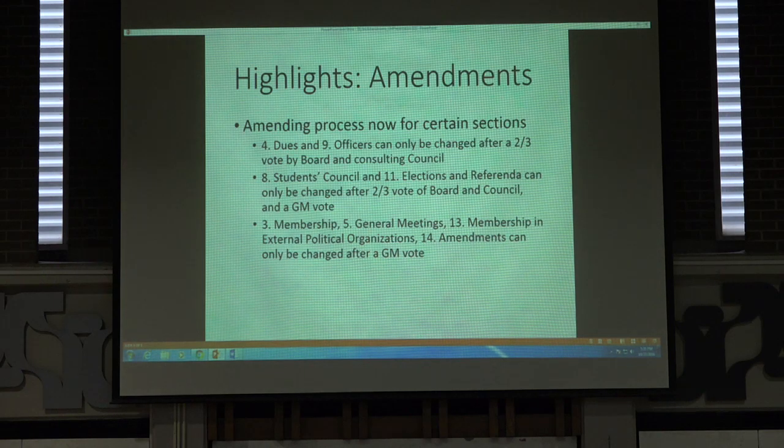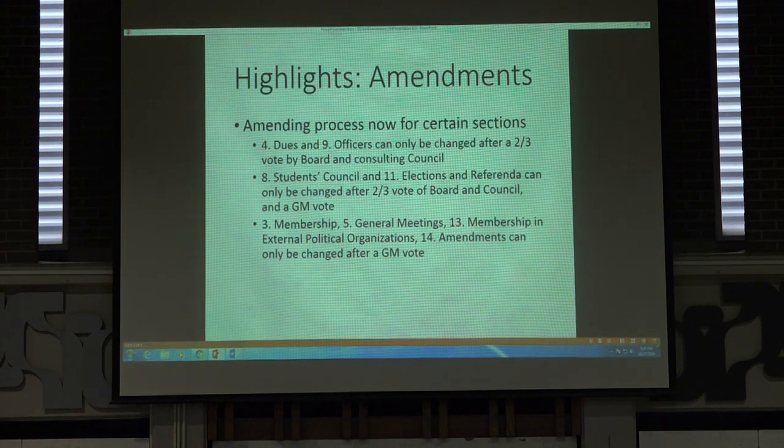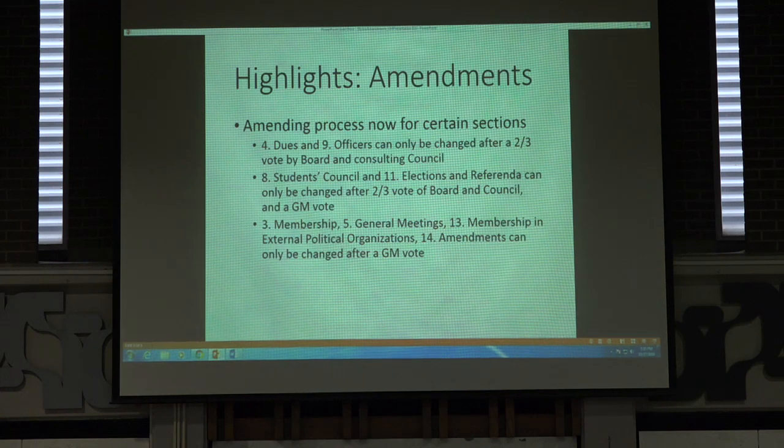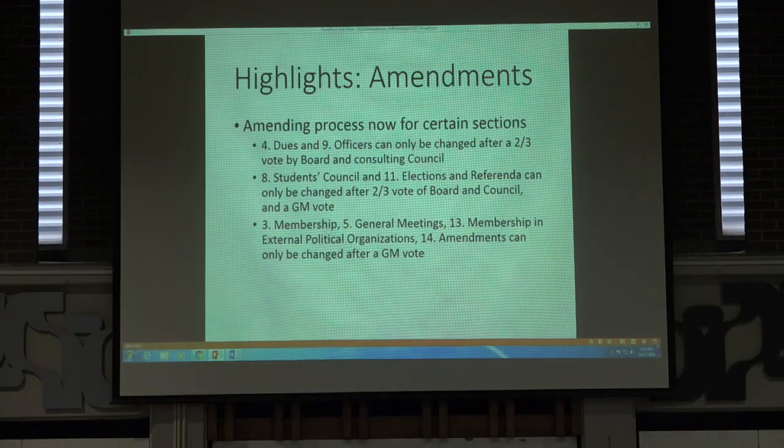Finally, membership, general meetings, and membership in external political organizations, which is a very complex term for essentially advocacy organizations at a broader provincial or national level. So for example, the Ontario Undergraduate Student Alliance, which is a big provincial organization that represents us and has done a lot of good work for post-secondary students. And also, amendments to these can only be made after a general meeting votes for it. So that way we can't just change your membership classes without it coming to a general meeting.